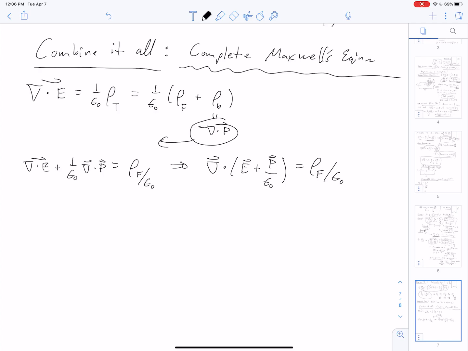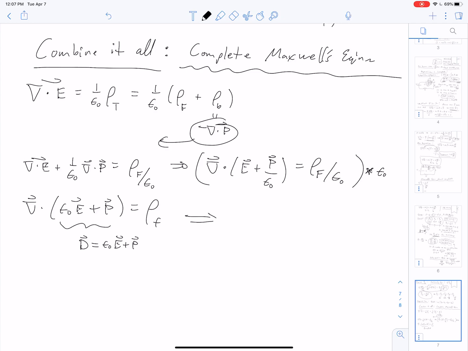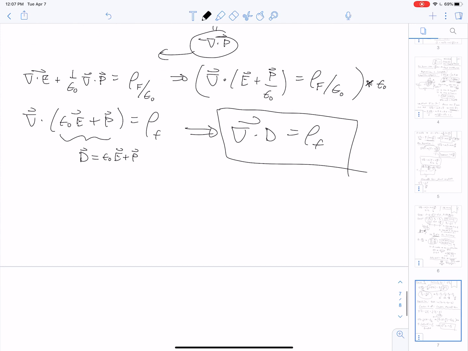So let's multiply both sides by epsilon naught. And so then we get del dot of epsilon naught E plus P is going to equal rho free. But what is this? What's epsilon naught E plus P? Well, we know what that is. That's the D field, because D is equal to epsilon naught E plus P. And so that means our Maxwell's equation is del dot D equals rho free. Okay, and we've seen that one before, but that's the first one. We'll give it a star.